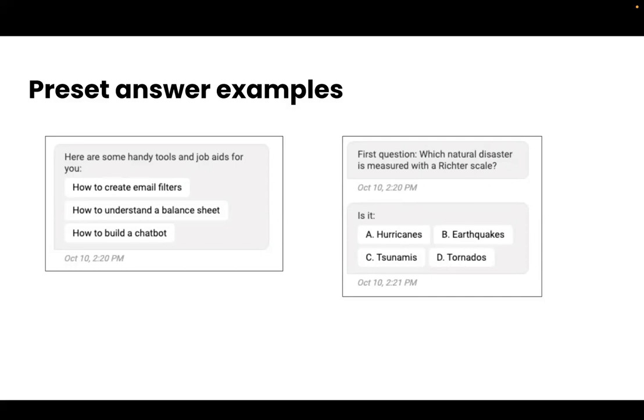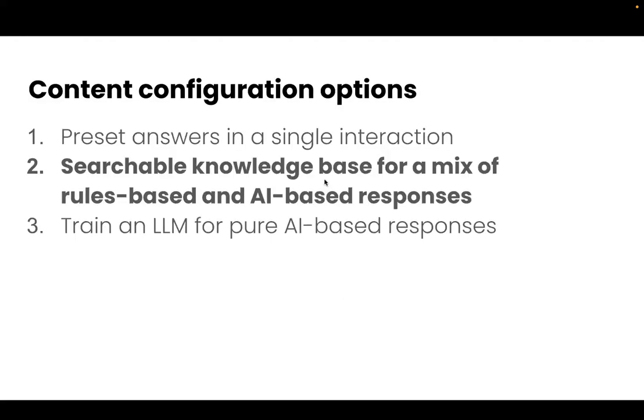If you've got quizzes, sometimes people want to convert e-learning courses into a chatbot experience, and so there's some work to create that whole decision tree. So that's the first content configuration example, preset answers in a single interaction. The second is a searchable knowledge base for a mix of rules-based and AI-based responses.